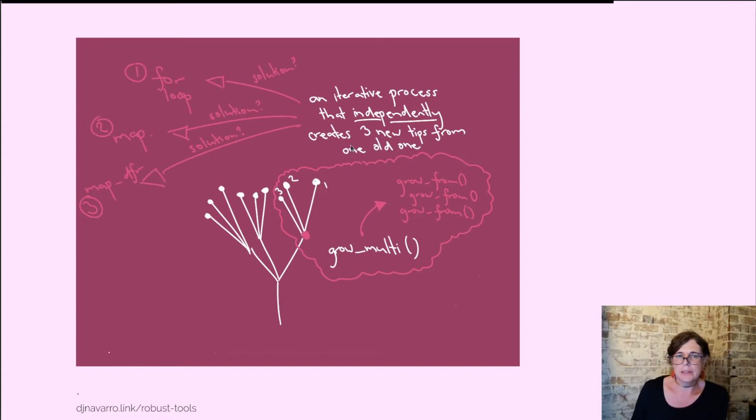So we talked about 3 different ways of solving this. First, we talked about a for loop. Then I talked about the map function, and then I talked about the map_dfr function, which is a slightly tidier way of doing the same thing.